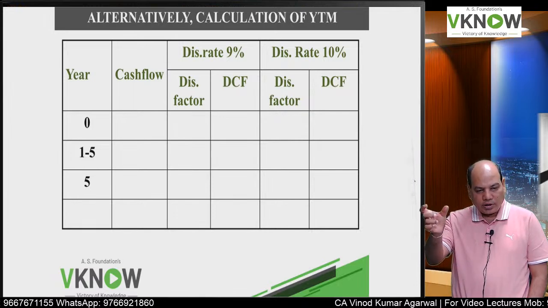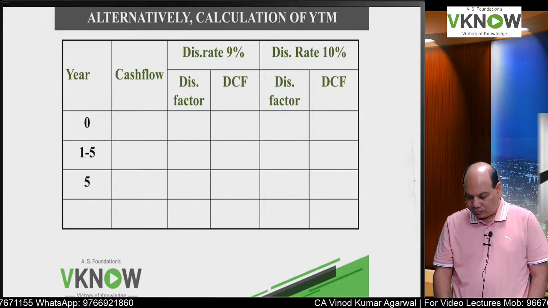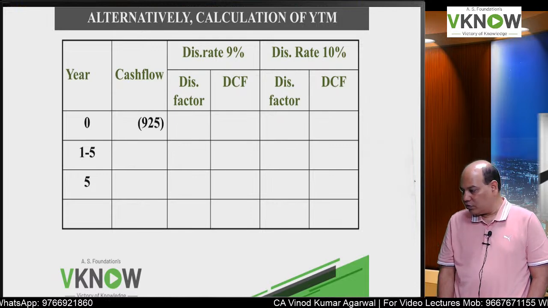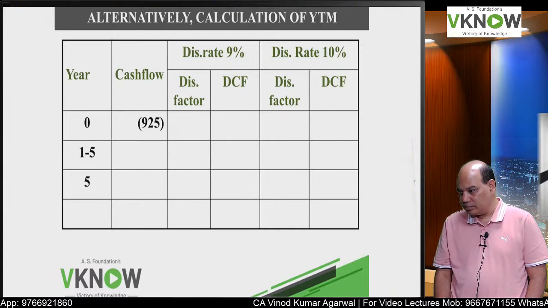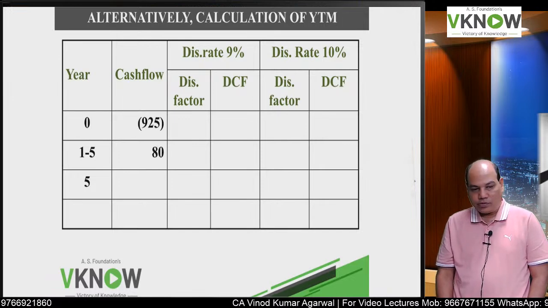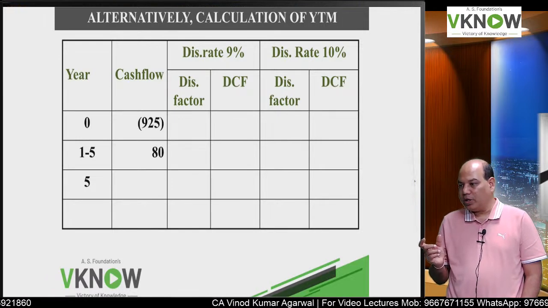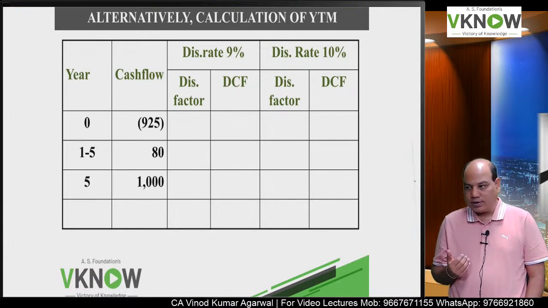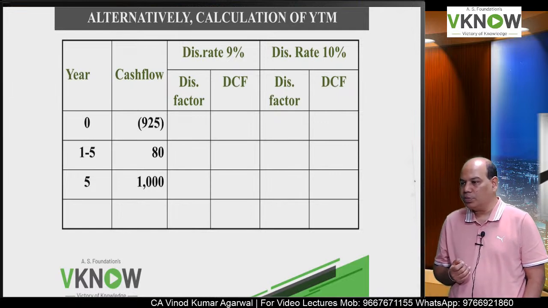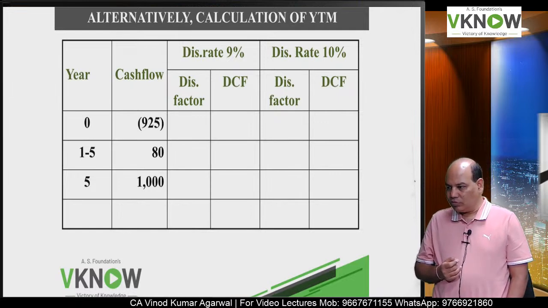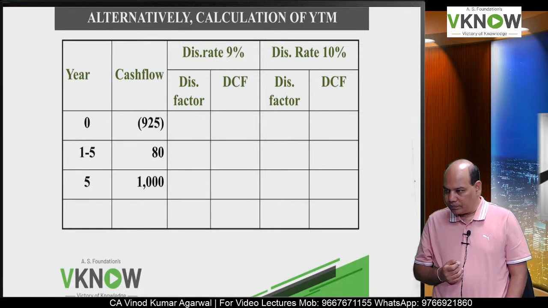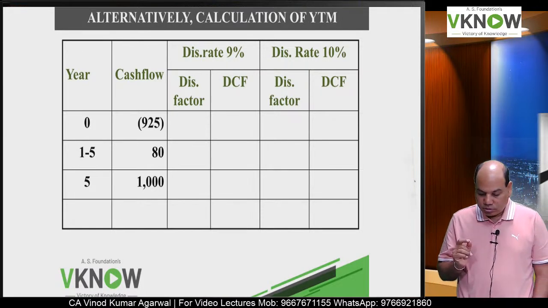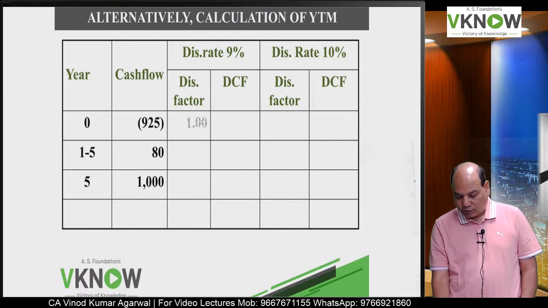So first I will write the cash flows of this question. In year 0, there is an investment in the bond of 925. Then for 5 years, you will receive a coupon of 80 rupees, and in the 5th year, you will receive 1000 rupees redemption value. So now what we'll do? We'll calculate the discounting factor first.